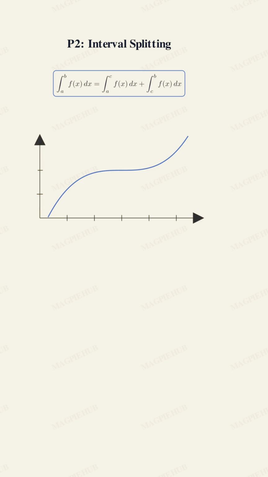Property 2, interval splitting. The integral from a to b can be split at any point c between a and b. The total area from a to b equals the area from a to c plus the area from c to b. Watch, the full area splits into two colored regions at the point c marked by the dashed line.